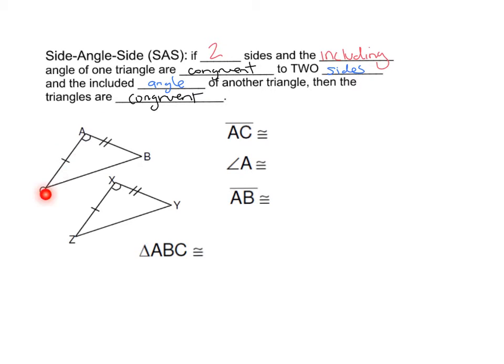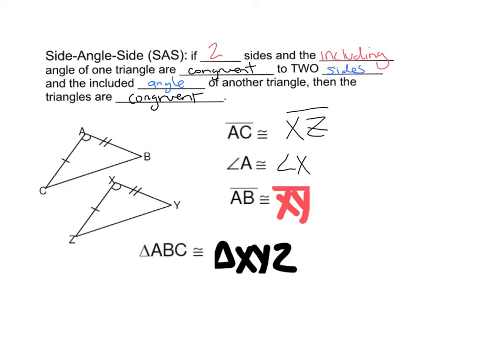We can see that AC in this triangle is congruent to XZ. We can see that angle A, having this one curved mark here, is congruent to angle X that also has the same. And the other side that we can see is congruent is AB, and AB is congruent to XY. Because of that, we have a side, an included angle, and then another side, and we can justify that triangle ABC is congruent to triangle XYZ.